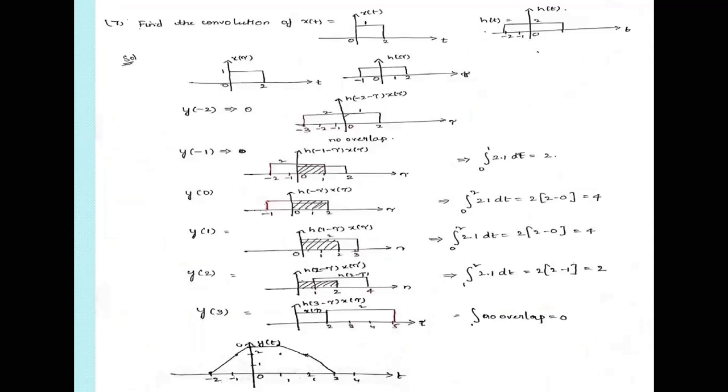Next, another example. The convolution of x of t, given the magnitude is 1 from 0 to 2, and h of t, the magnitude is 2 from minus 1 to 2. Minus 2 to 2 we can take here.